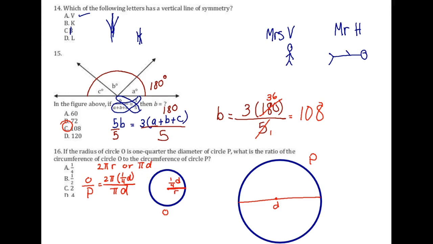Now, when we simplify, pi divided by pi is a 1. 2 times 1/4 of a D. 2 times 1/4. What's 1/4 of a 2? It's simply a half. So, half, and then D divided by D is a 1. So, the answer is just a half, B.